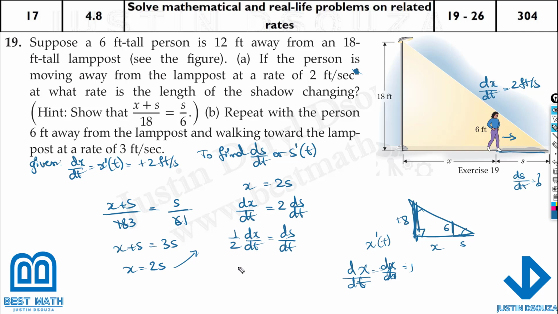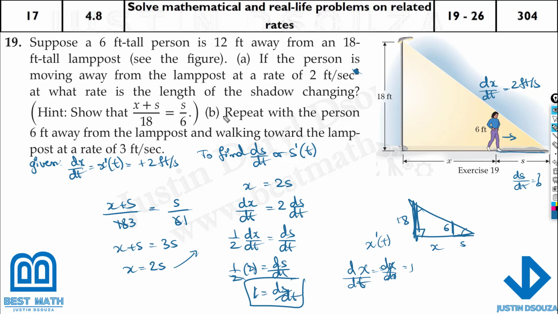Now, what is dx/dt? We have the value, it's 2. So half times 2 is equal to the rate of change of the shadow. The dt cancels off. Your answer is 1 is equal to ds/dt. That is the rate at which the shadow is changing. It's 1 foot per second, and it's increasing. Why? Because he is going towards the right side.